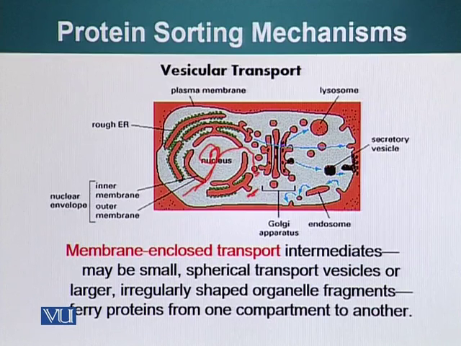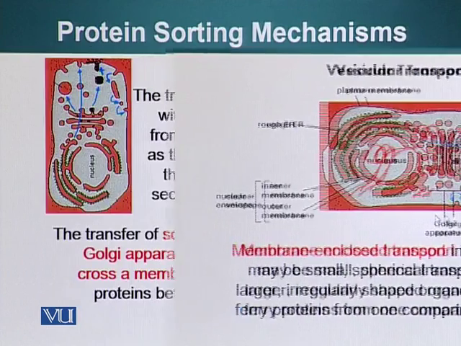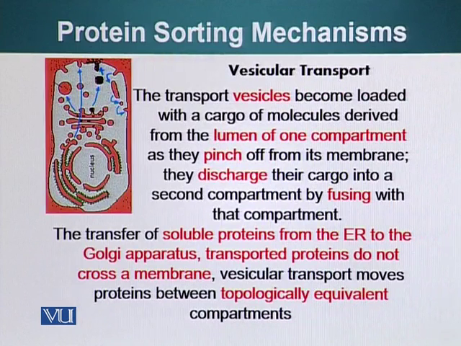Membrane-enclosed transport intermediates, as I've said, can be small. For example, transport between the ER and Golgi apparatus occurs in this way. Vesicles pinch off the endoplasmic reticulum and they fuse with the Golgi apparatus, and when the vesicles fuse, they empty their cargo in the Golgi apparatus and deliver their contents there. The transport vesicles first have to become loaded with a cargo of molecules derived from the lumen of one compartment, in our example the ER. As they pinch off from its membrane, they discharge their cargo into the second compartment by fusing with that compartment, which I just mentioned.